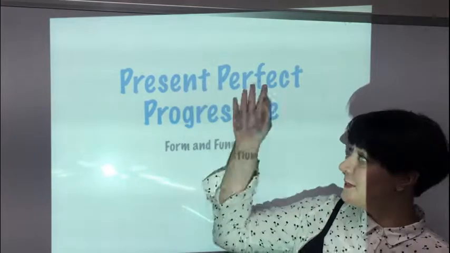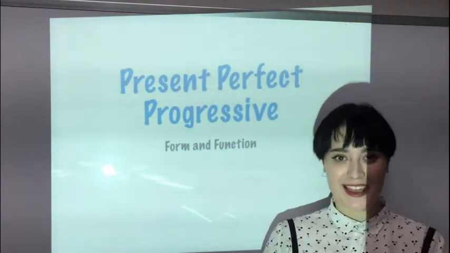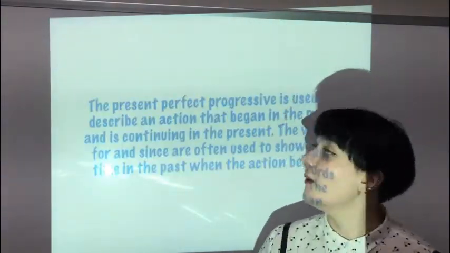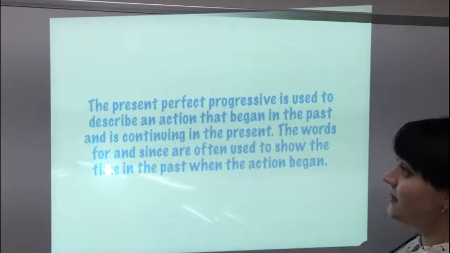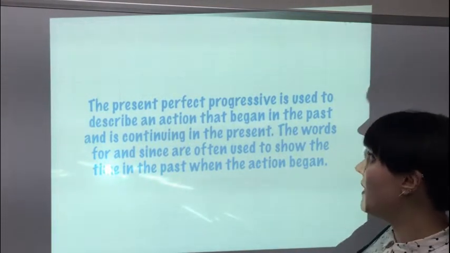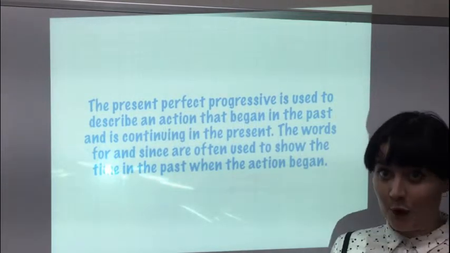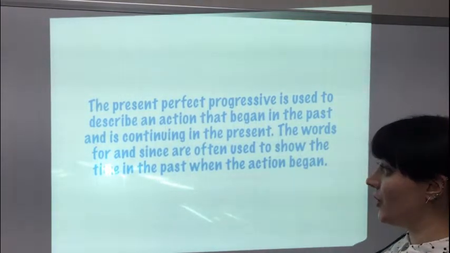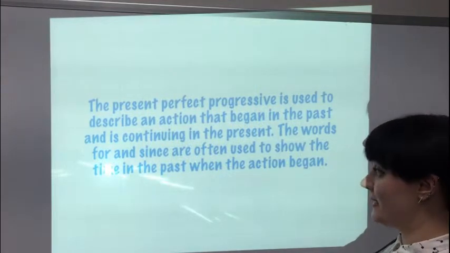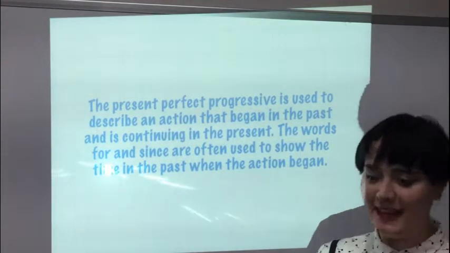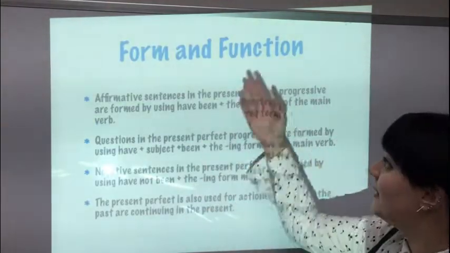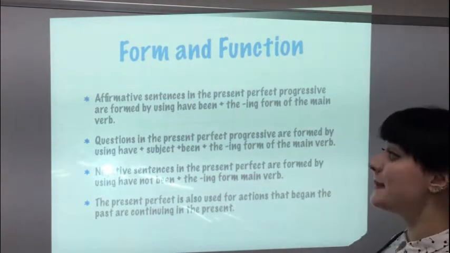Today we will talk about the present perfect progressive and its form and functions. The present perfect progressive is used to describe an action that began in the past and is continuing in the present. The words for and since are often used to show the time in the past when the action began. So, let's take a look at our list.